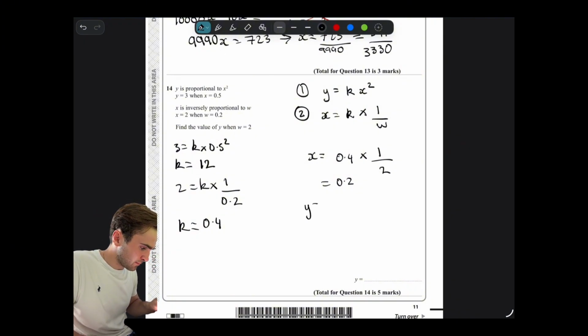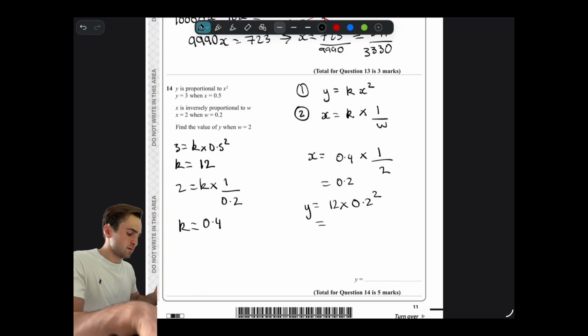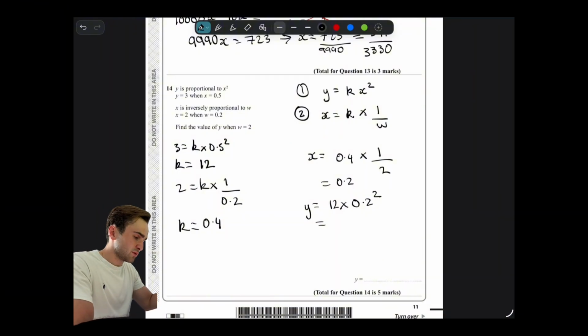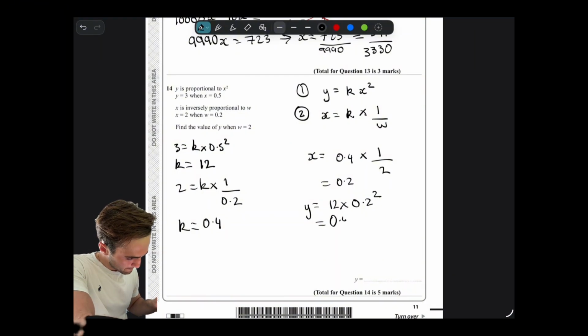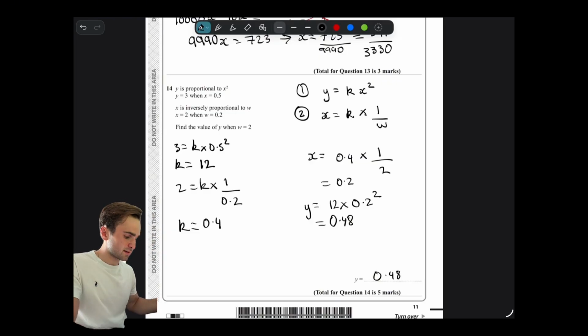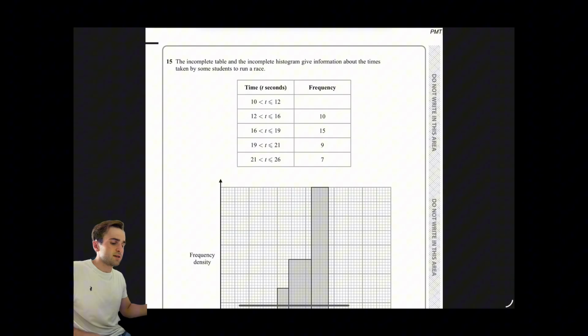So we have y equals k, which is 12, times 0.2 squared. I can't do that in my head. So 12 times 0.2 squared is 0.48. So y is 0.48.